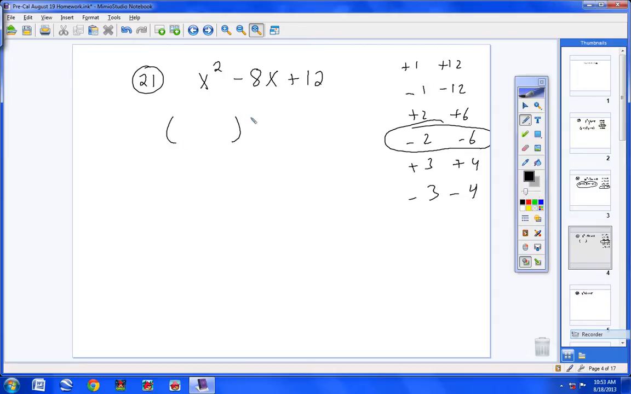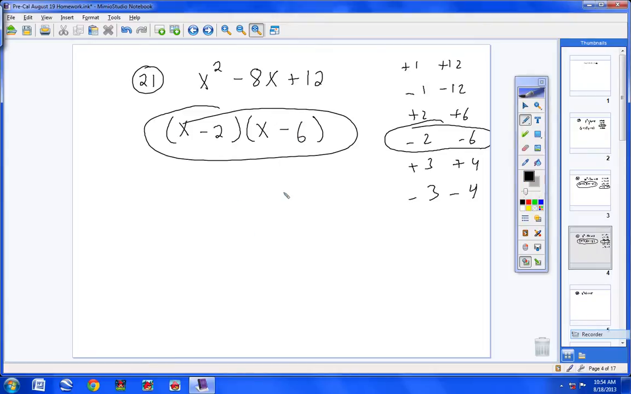So go ahead and put your parentheses. Now, what am I going to put in my first two blanks? Well, I look at my first term, it's an x squared. So I'm going to put an x and an x. Now, what am I going to put in my last two blanks here? Well, I look at my last term, it's a 12. There's no variables with it, no letters. So for positive 12, I'm going to put a negative 2 and a negative 6. And there we go. We have factored number 20.